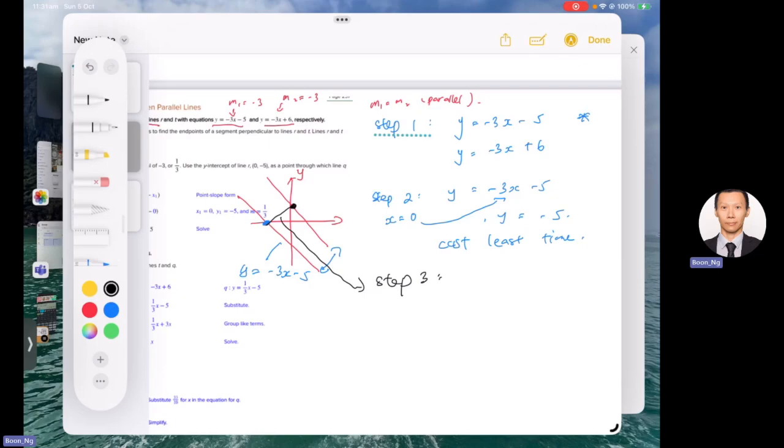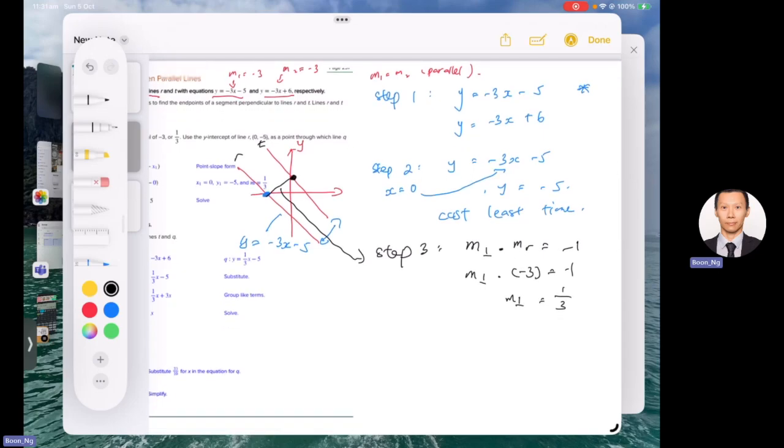We know that m perpendicular times m of this line, which is r, and this is t, equals -1. And perpendicular is what we need. m_r we know is -3, so -3 times m equals -1. If we rearrange it, we get 1/3.